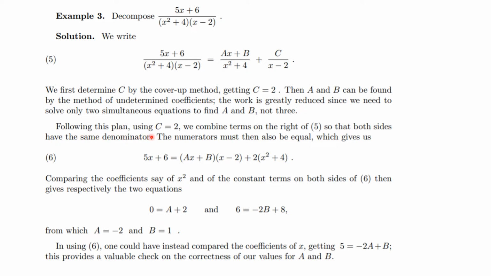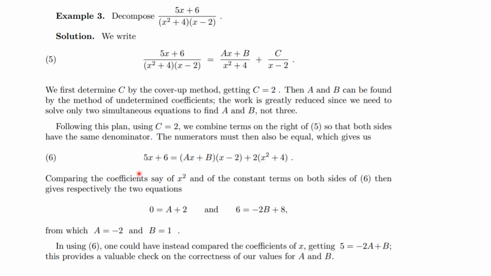Now, following this plan and using C equal 2, what we do is we combine the terms on the right so that both sides have the same denominator. That is, we multiply this by this. So we'll know that the numerators have to match in addition to the denominators. So the numerator here of 5x + 6 must equal, here I have to multiply top and bottom by x − 2, so this is (Ax + B)(x − 2) plus, and then here is 2. And then here I have to multiply 2, but that was what we found, times (x² + 4).